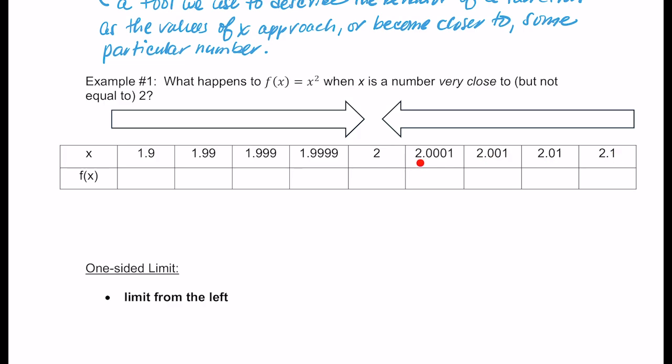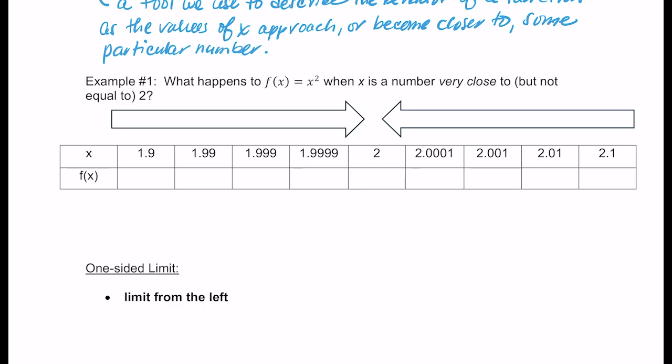And as we do that, we're getting closer and closer to the number 2 from this side. And then over here, I subtracted 0.1 and got 1.9. And I added a 9 each time. And again, as you go towards 2 from the left, you're getting closer and closer to 2. Okay, now we want to figure out what these values are.